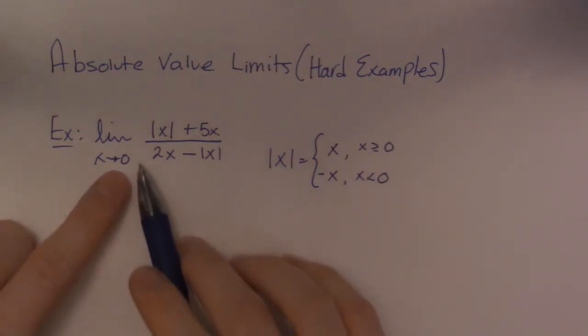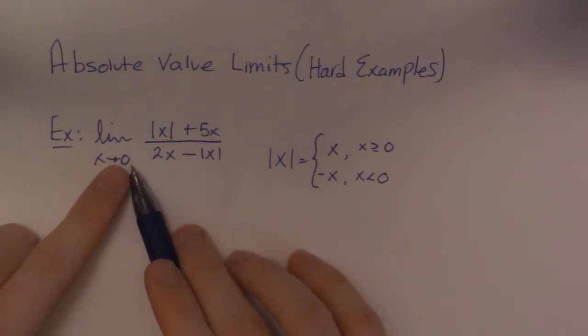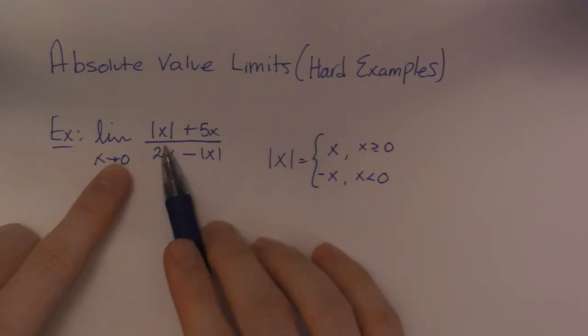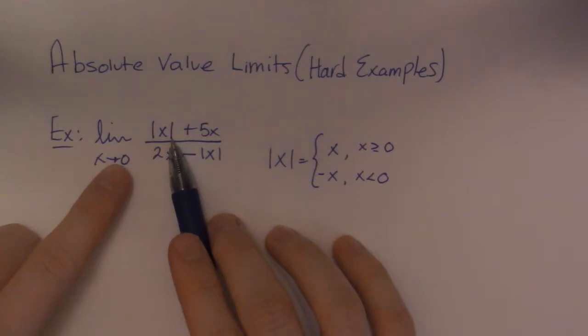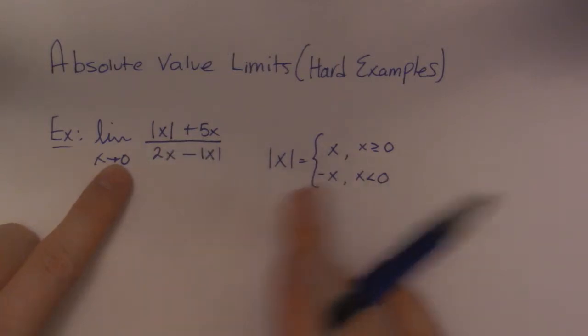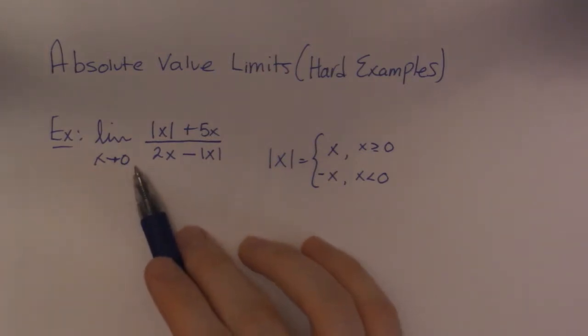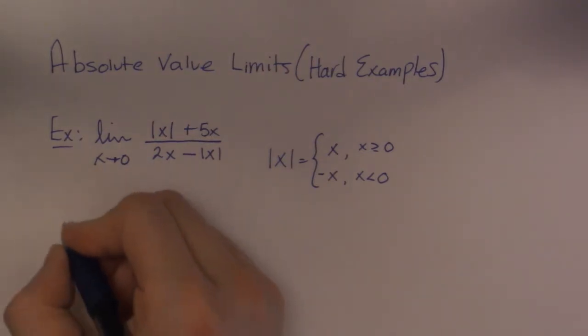Alright, so the other thing we have to recognize is that this doesn't have a side designated to it, so it's actually x approaching 0. When examining limits of absolute value functions, we have to examine both sides of the function. We want to look at the left side and then the right side. So let's go ahead and look at the left side first.